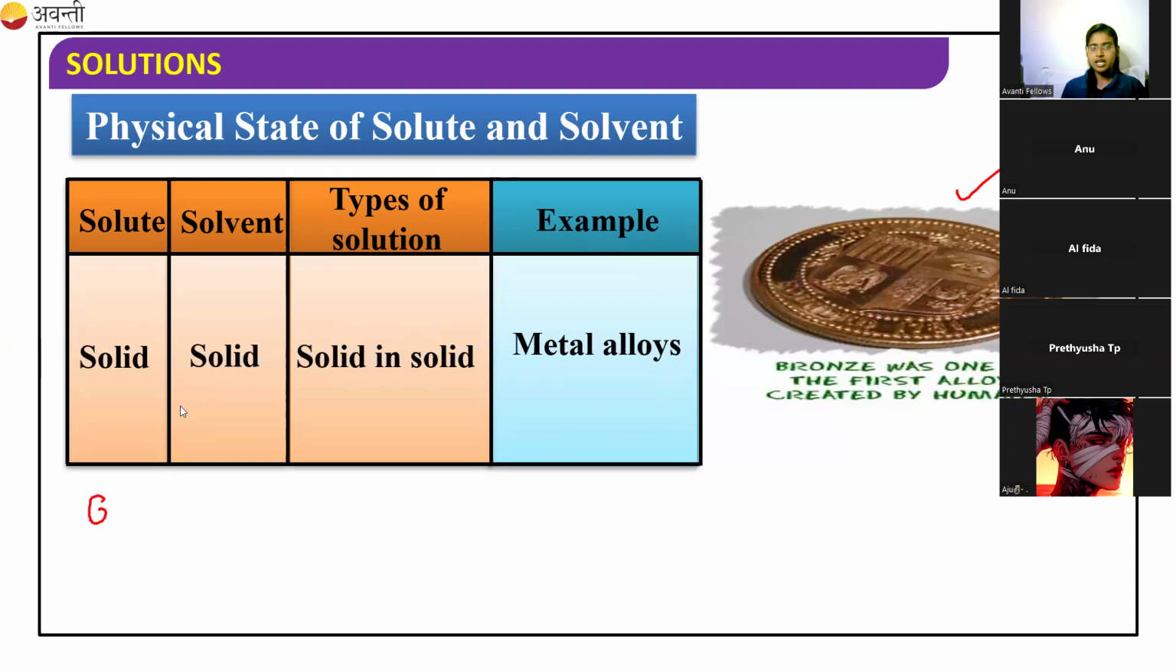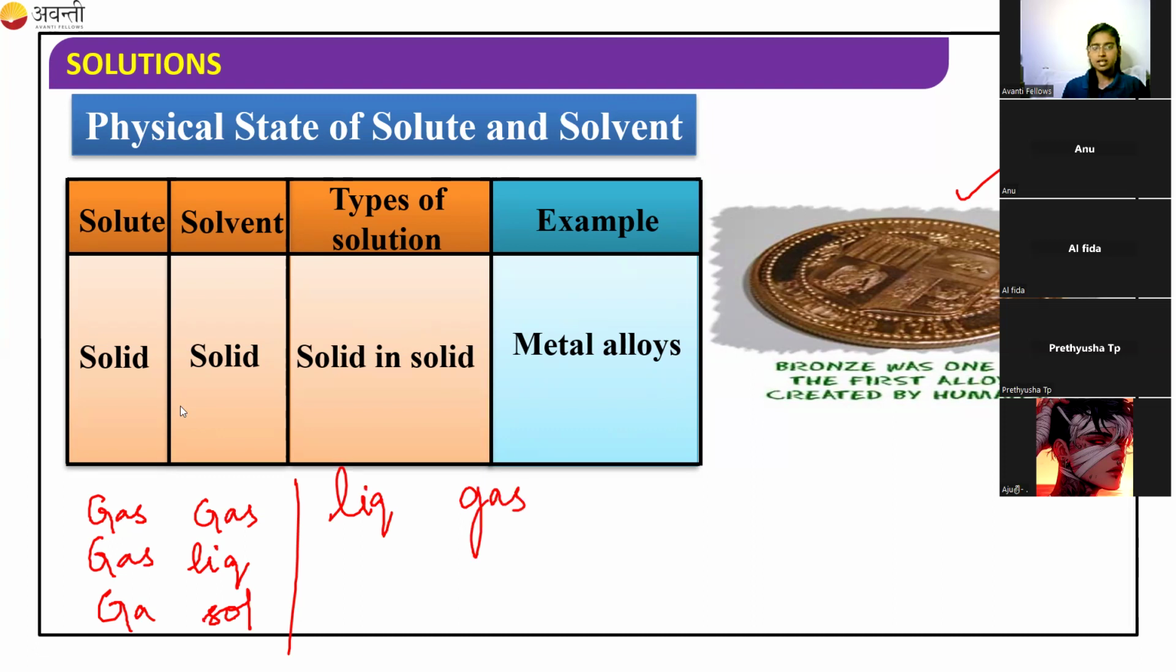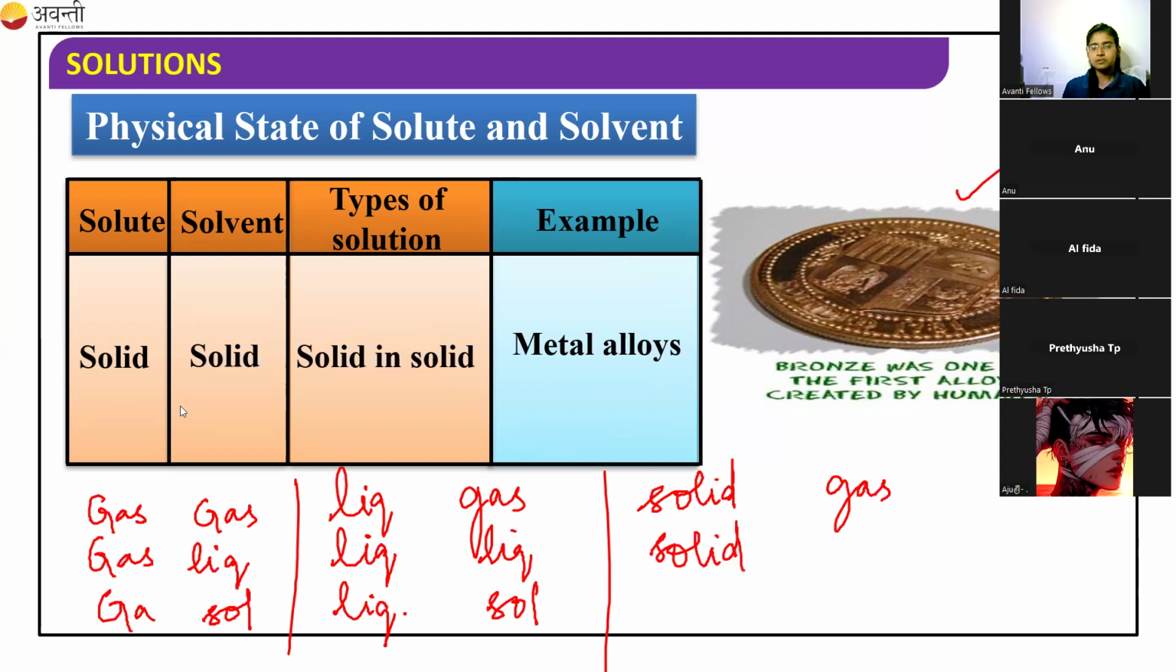So in the first case, I took a gas, then gas with liquid and gas with solid. Okay, this is the first set. Then in the second set, liquid was taken as the solute and gas was taken as the solvent. And in the second case, liquid with liquid. And in the third case, liquid with solid. Okay. Then in the third set, solid is taken as a solute: solid and gas, solid and liquid, and solid in solid. Okay. Clear for all?